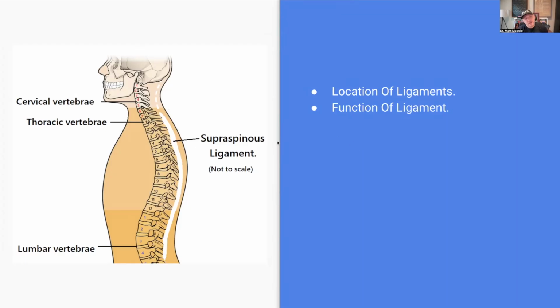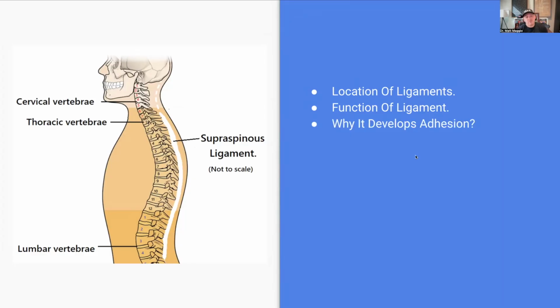So function of the ligament: the supraspinous ligament is very important in stability, in movement, in motion, and a lot of the muscles in the posterior part of the back actually anchor to the ligament and get a lot of their force production and drive from there as well. So it's really important in so many movements, especially flexion of the spine, extension, and really just allowing everything to biomechanically move how it's supposed to.